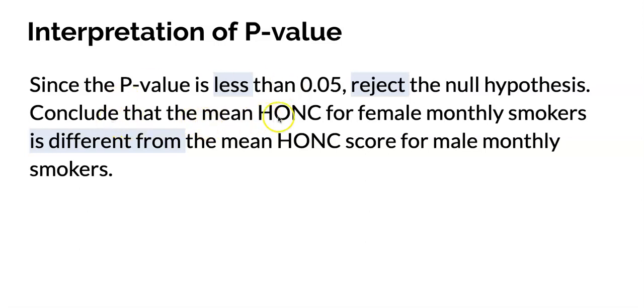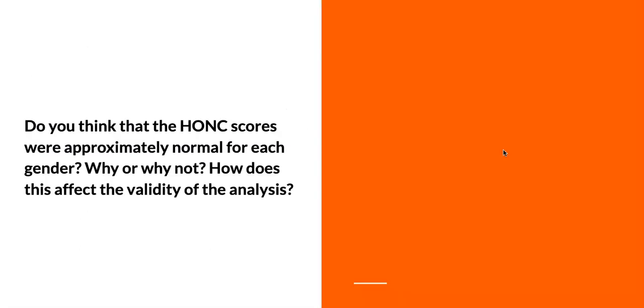Conclude that the mean HONC score for female monthly smokers is different from the mean HONC score for male monthly smokers. So that's what we can conclude by looking at the small p-value, because we rejected the null hypothesis.